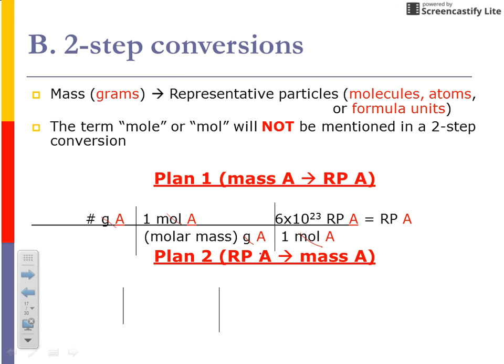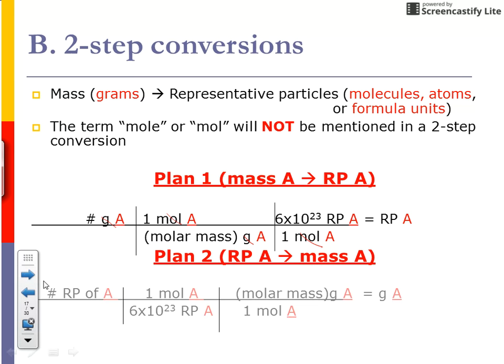So if you were starting with your representative particles of A, like atoms of A, or formula units of A, or molecules of A, and trying to go to mass of A, this is what your setup would look like in this case. So your given would be the number in the problem given with the representative particles. So you need representative particles to cancel. That means Avogadro's number goes on bottom here. And we know there's 6 times 10 to the 23rd representative particles in 1 mole of any substance. This would let your representative particles divide out.